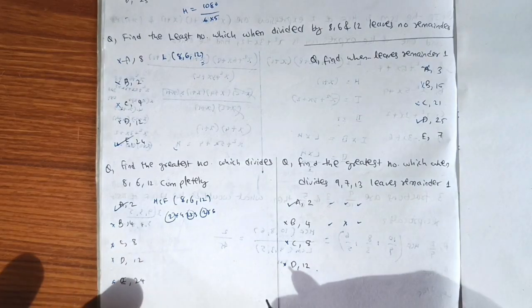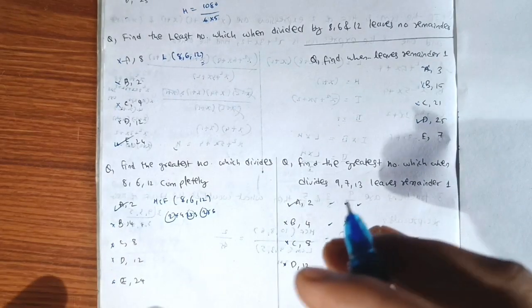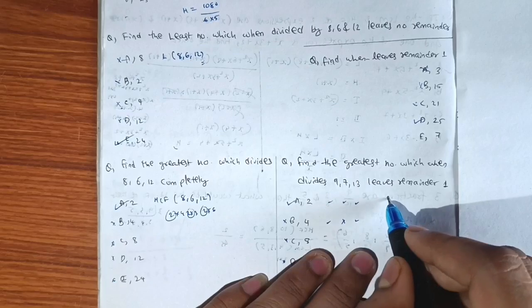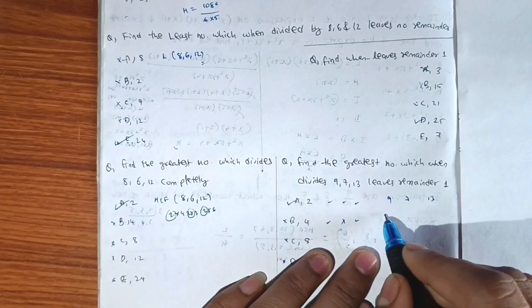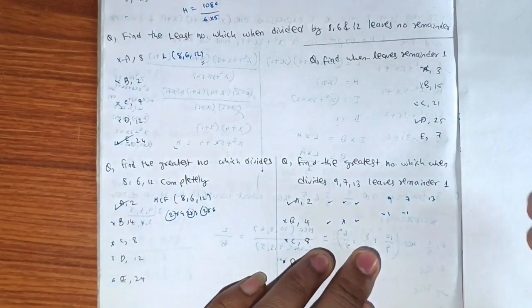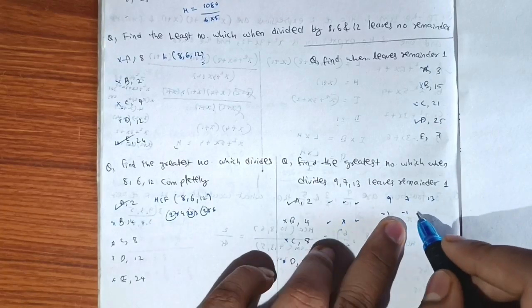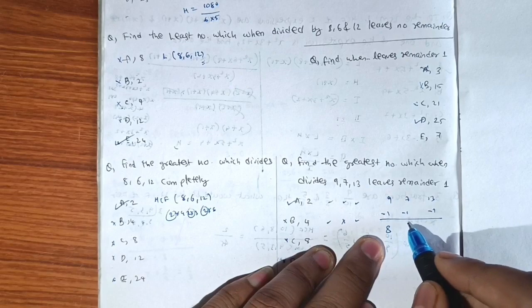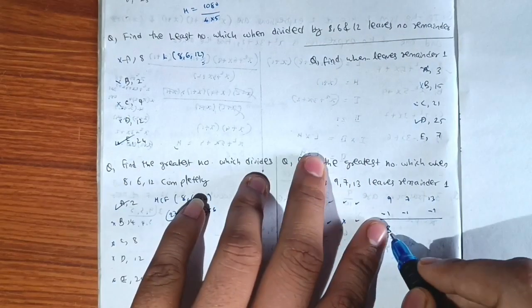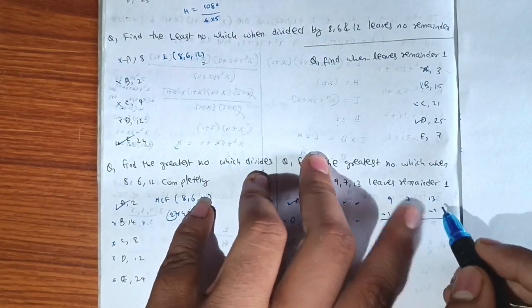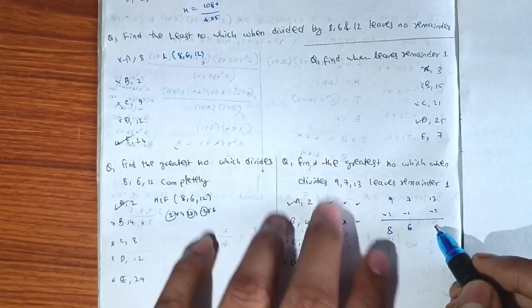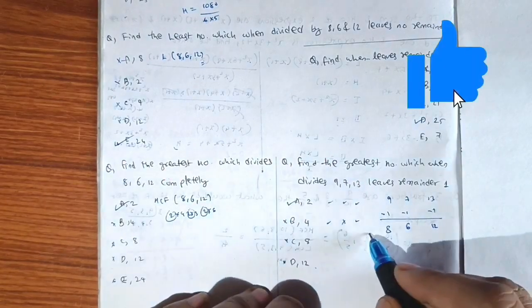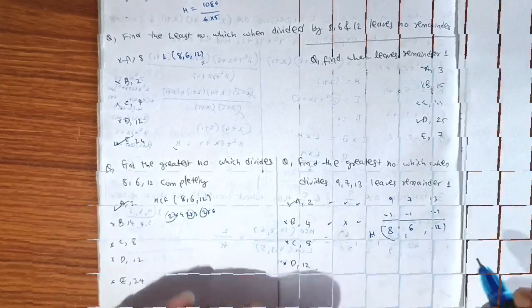But the correct way of approach, I will show you. For 9, 7, 13, you need to separate the remainder, the leftover number: 9 minus 1 which is 8, 7 minus 1 which is 6, 13 minus 1 which is 12. Find the HCF of these numbers, then you will get the value.